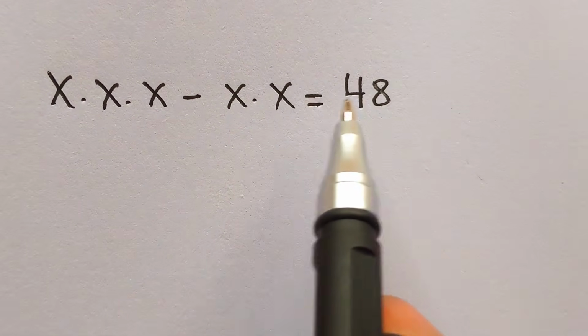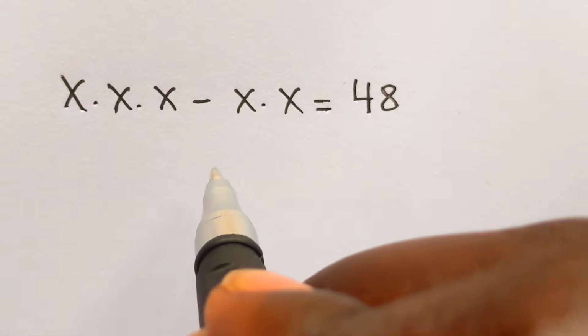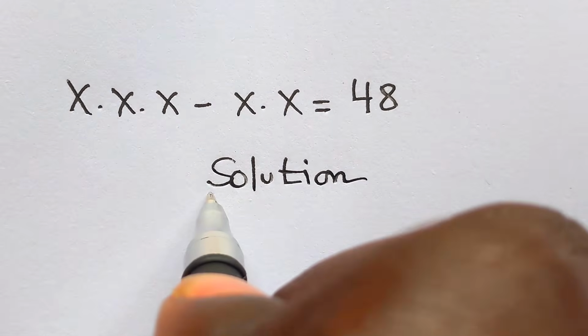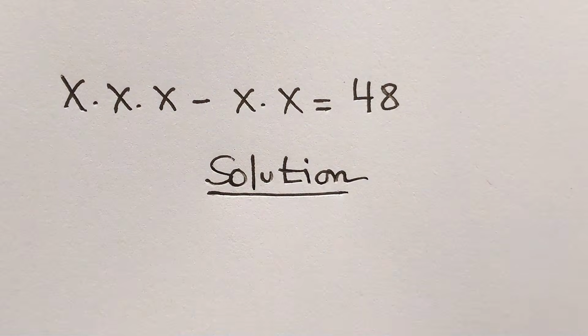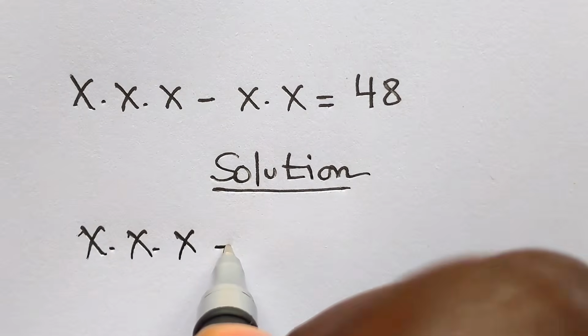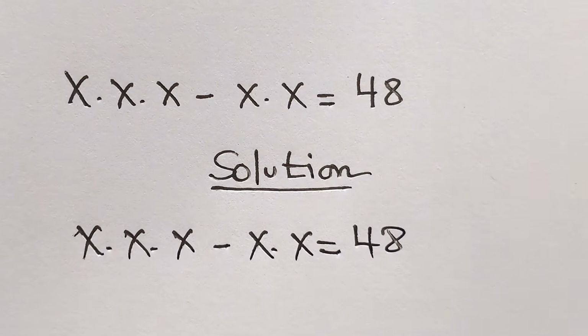Today's video we have been given a question: x times x times x minus x times x equals 48. Solution. Here I have to copy what we have: x times x times x minus x times x equals 48.